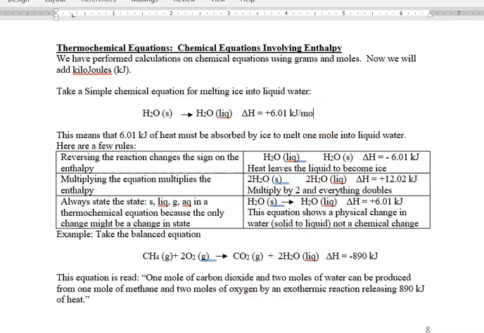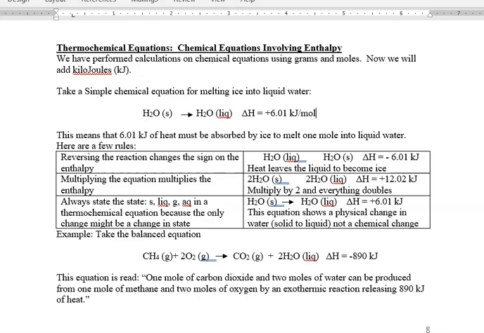Clearly, more water is going to require more heat to melt the ice, and less water is going to require less heat to melt the ice. Okay, let me read this again then. This means that 6.01 kilojoules of heat must be absorbed by the ice to melt 1 mole into liquid water. So here are a few rules. Reversing the reaction changes the sign on the enthalpy, okay?